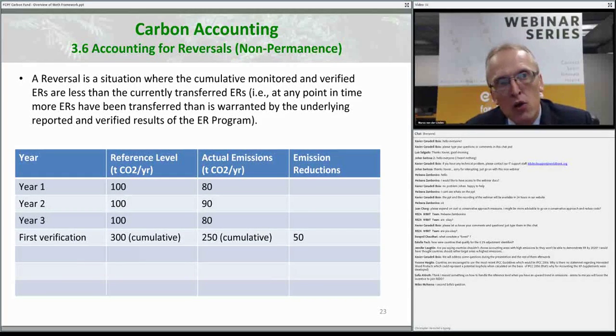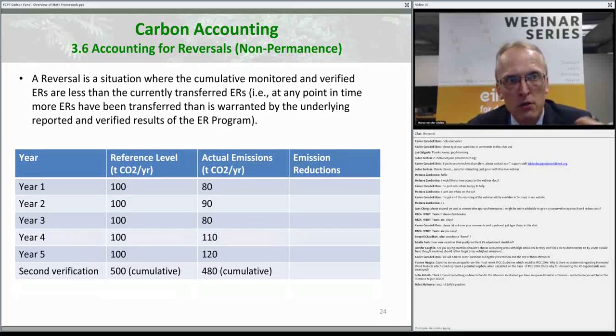So year 4, year 5, baseline remains the same, 100. But in these years, actual emissions go up. So your emissions are like 110, 120. So when we go to a second verification at the end of year 5, your cumulative baseline will be 500, 5 times 100. Your cumulative actual emissions will be 480. So you still have emission reductions. Emission reductions of 20, which is the difference between the 500 and the 480.